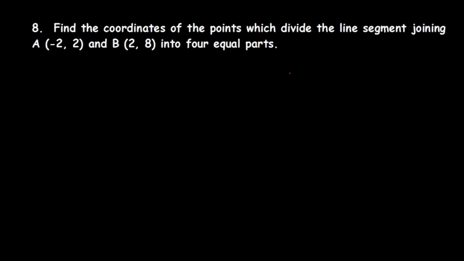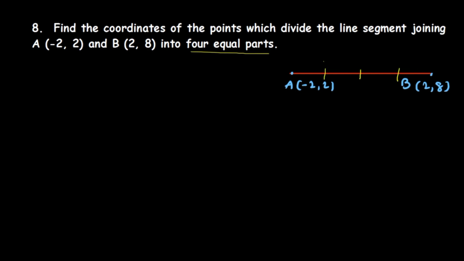So here is the same question, but I am going to explain it with another method, that is by using ratios. So here is a line. As usual, A is the point (-2, 2) and B is the point (2, 8). Now we should take 4 points here because it's dividing into 4 equal parts. That part is 1, the second part here and the third part here.